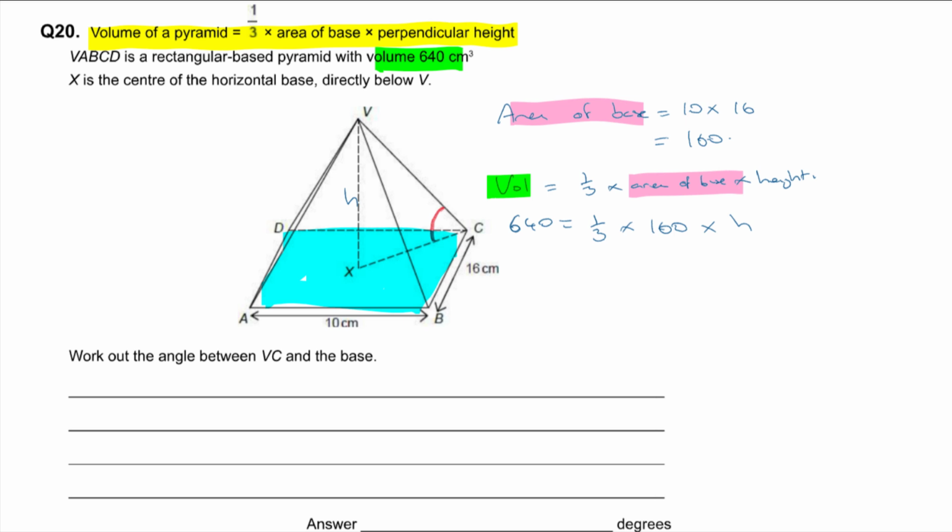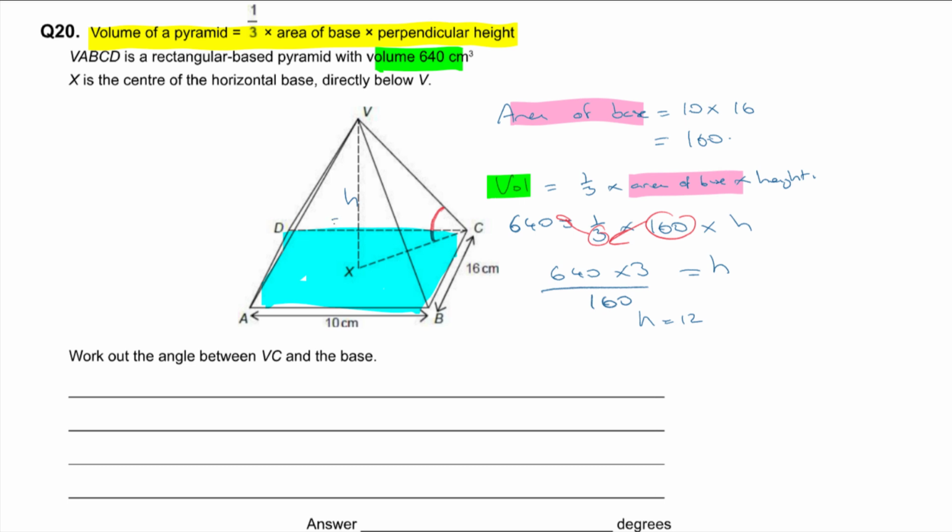So rearranging that then, I'm going to cross multiply that 3 and 160. So that means H then is going to be 640 times 3. So I'm going to cross multiply that up there. And this is going to cross multiply and end up down on the bottom, isn't it? So it's going to be 640 times 3 over 160, and that's going to be H. So let's work that out then. 640 times 3 divided by 160, that comes out to be 12. So H is 12. Okay, so we know the height now is 12.